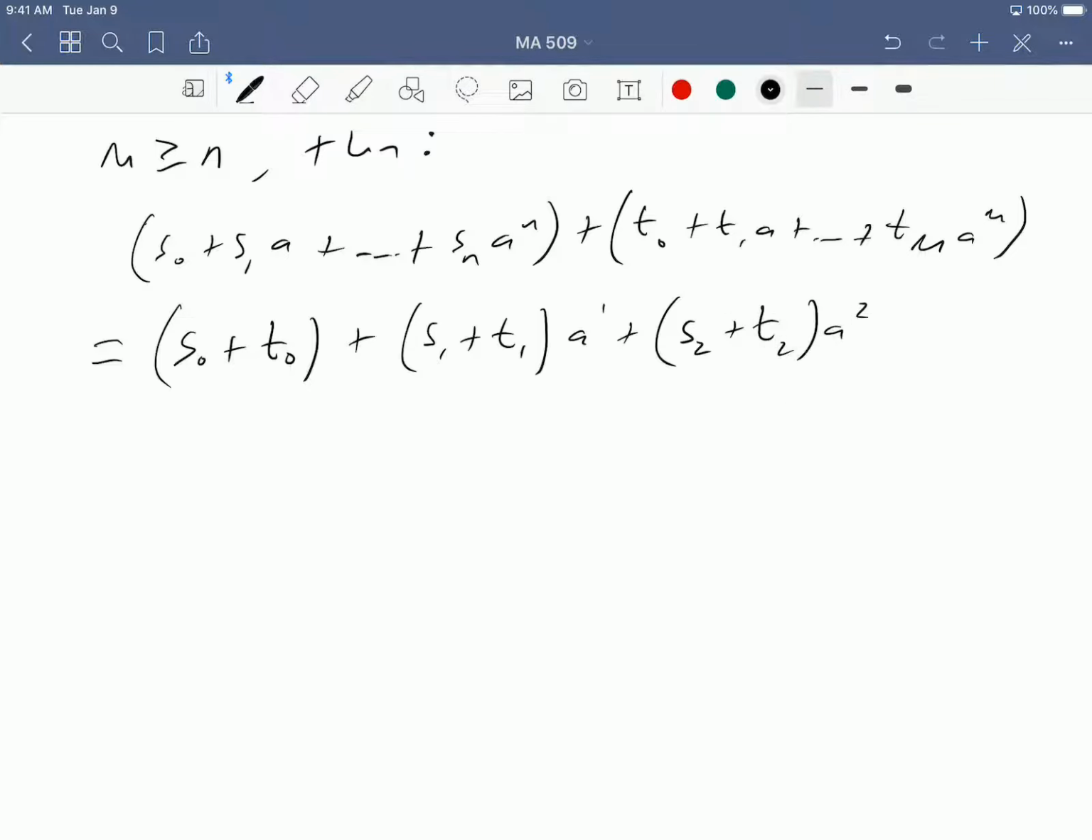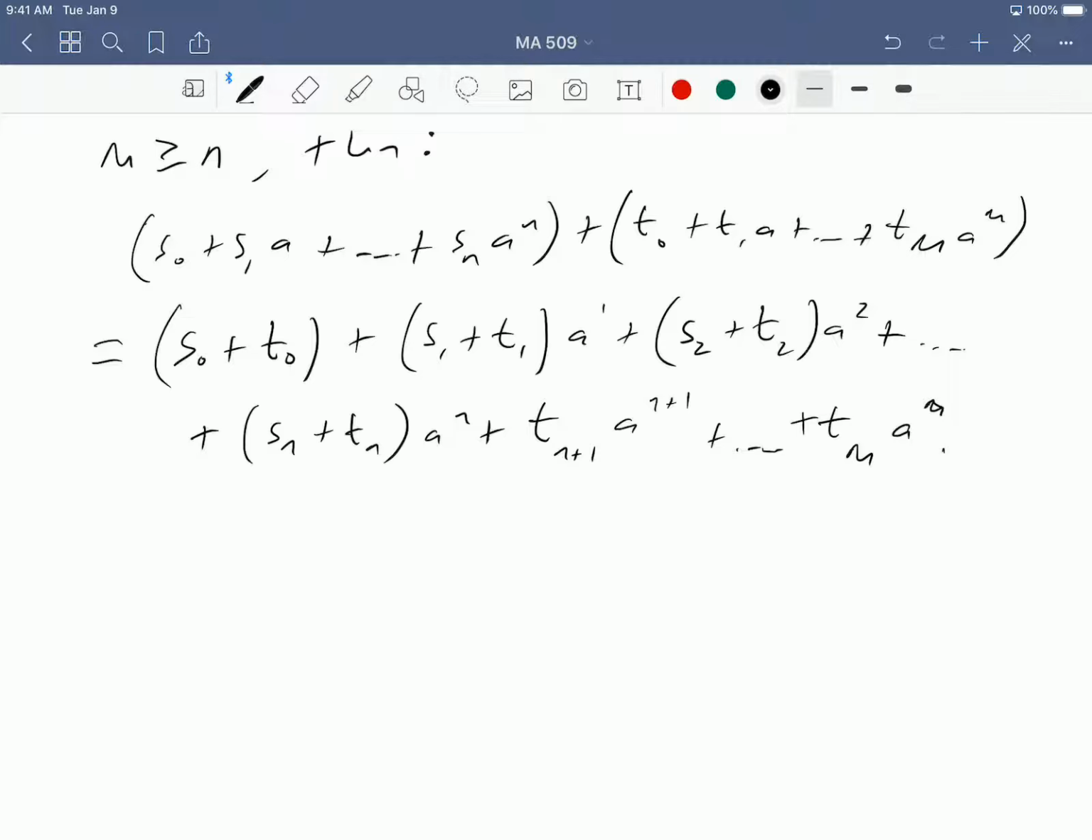So the a squared terms will look like that. And then here came in handy that I said which one was bigger. So we have an Sn plus Tn times a to the n, but then the t's might keep going. So there might be a next a to the n plus 1 that only has a Tn in front of it because the s's have now run out. And then the very last term will be that highest power of a, Tm a to the m.